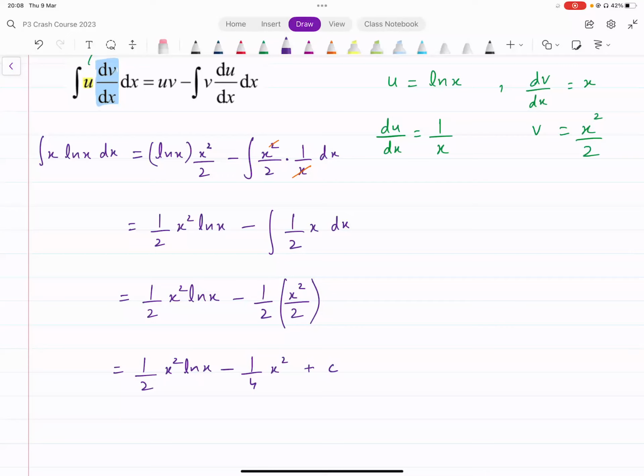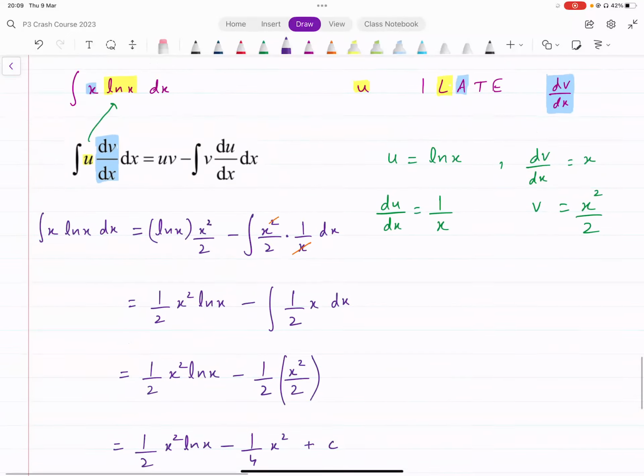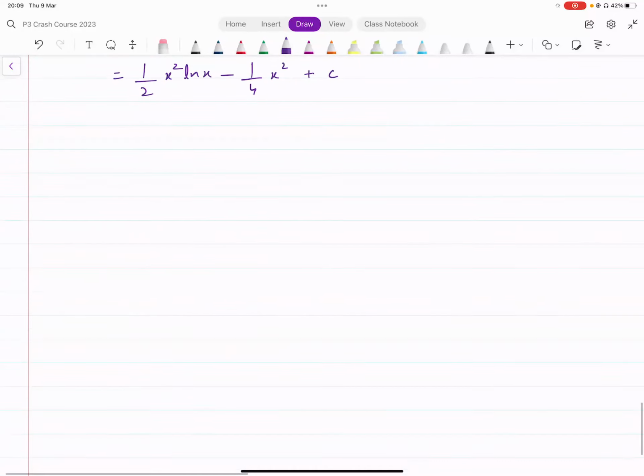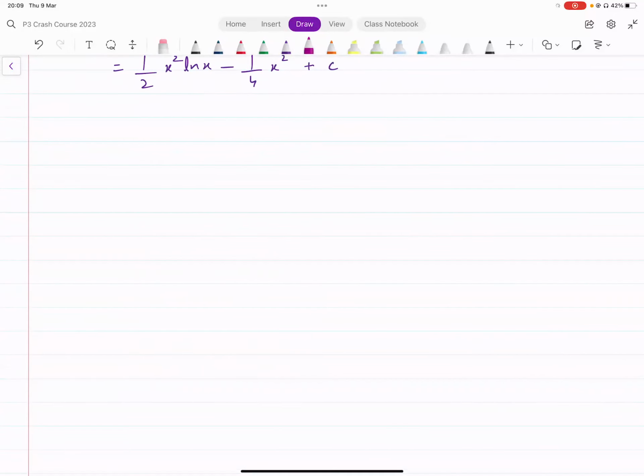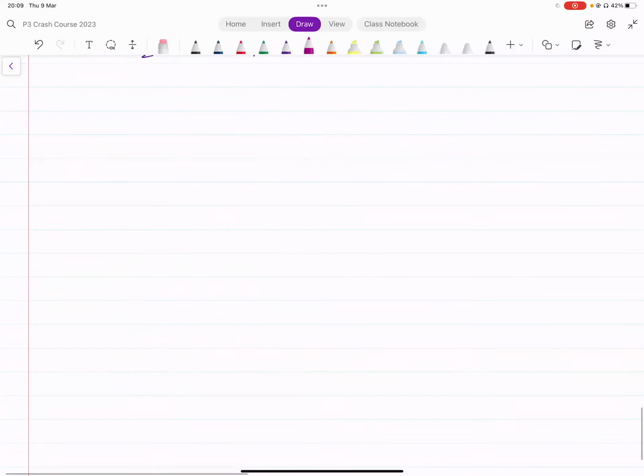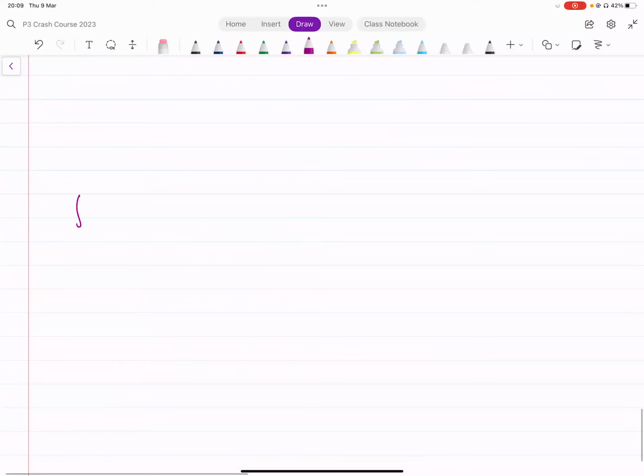Make sense? Let's move on. Let's take another example. Now, it's going to become slightly more complicated, gradually. Let's say we want to integrate x squared into e raised to power 4x with respect to x. This is what we want to integrate now.